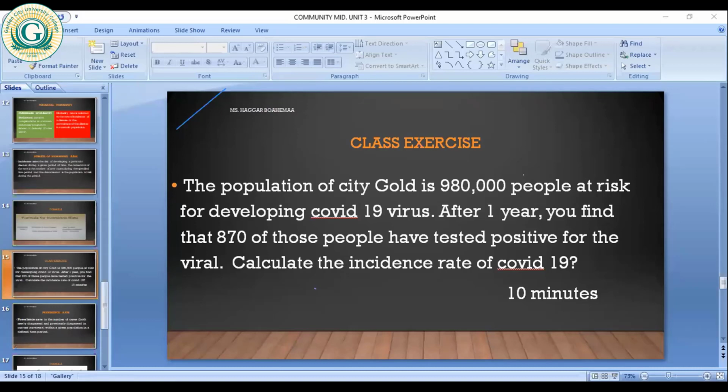So in our scenario, 870 is the new cases, and then the total population at risk is 980,000. Then times the period, the over a period is 1 year. Then times the 100,000. So when you do the calculations, you are going to get 88.8 per 100,000 population at risk. Incidence rate, sorry.